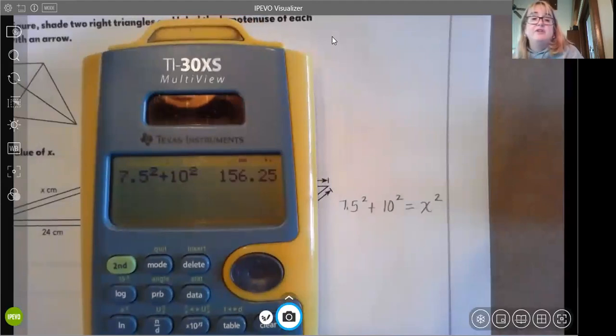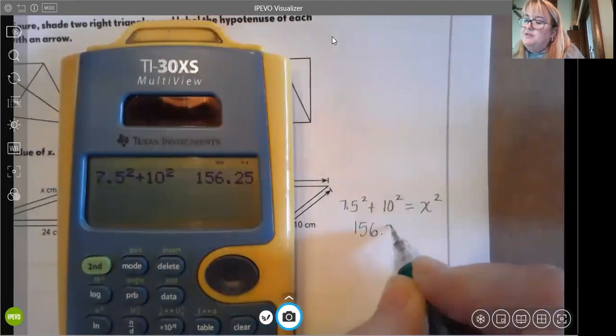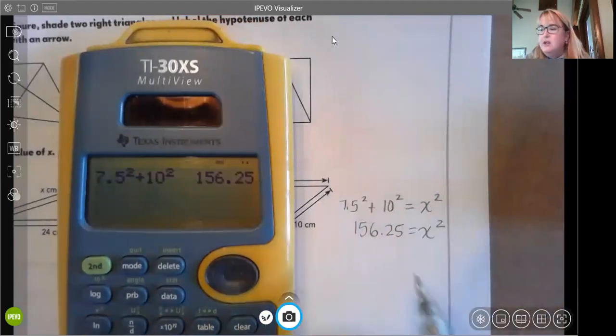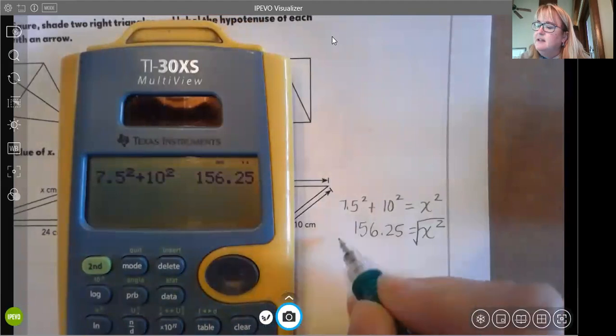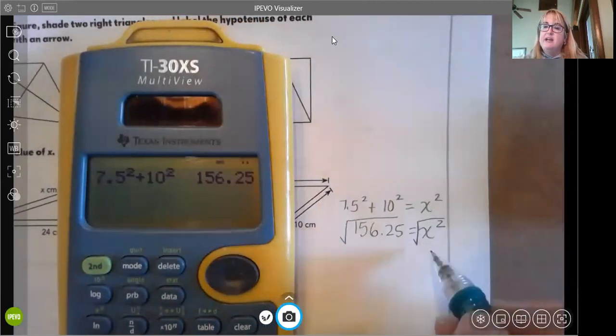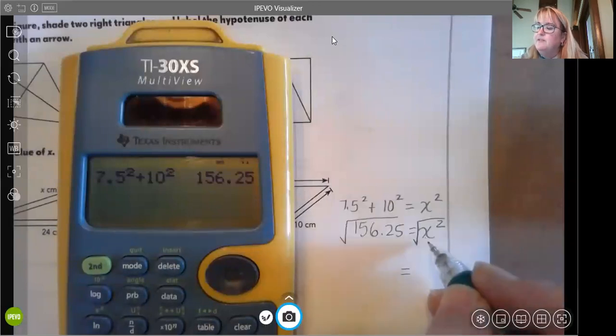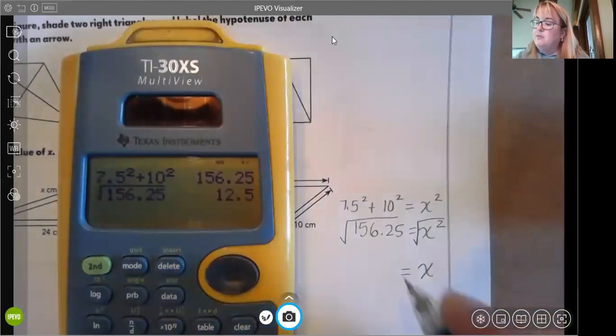And that equals 156.25. That is what x squared is. But we don't want to know what x squared is. We want to know what x is. So we need to square root this, and then we square root that. So we're unsquaring x squared. And if we find the square root of the right side, we have to find the square root of the left side. So the square root of x squared is x. And then we just put into our calculator the square root of 156.25, and that equals 12.5.